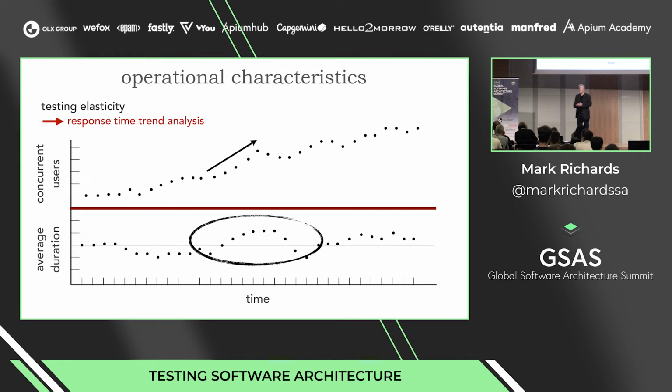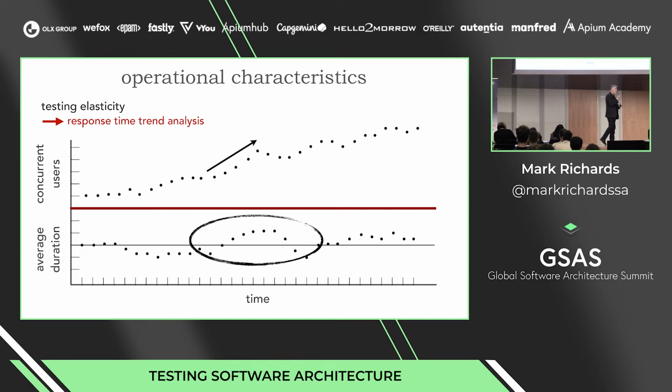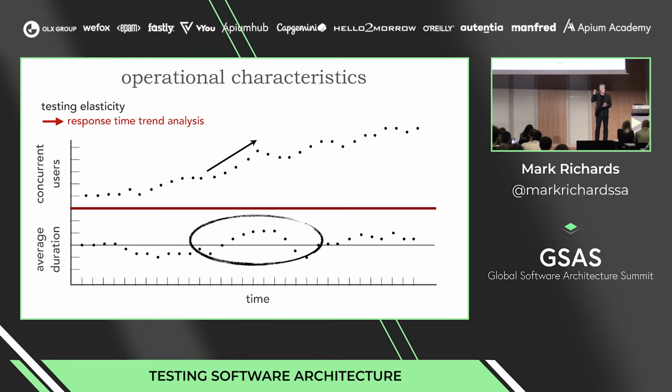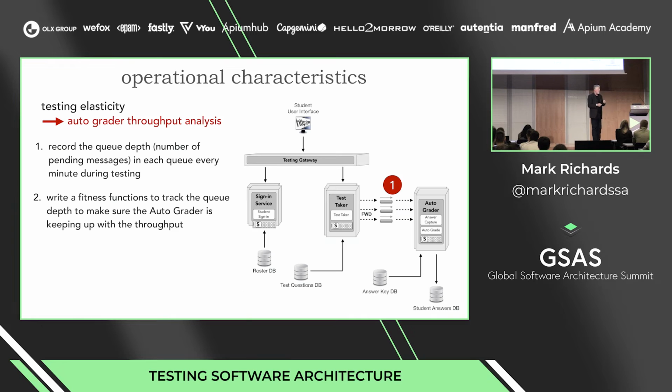Remember that question number 3? Can I verify and demonstrate that this architecture is structurally sound? Yes, I can. There's the demonstration right there. We don't need to talk any further. As a matter of fact, there's a couple of other things I can actually test as well. I could test the autograder throughput.